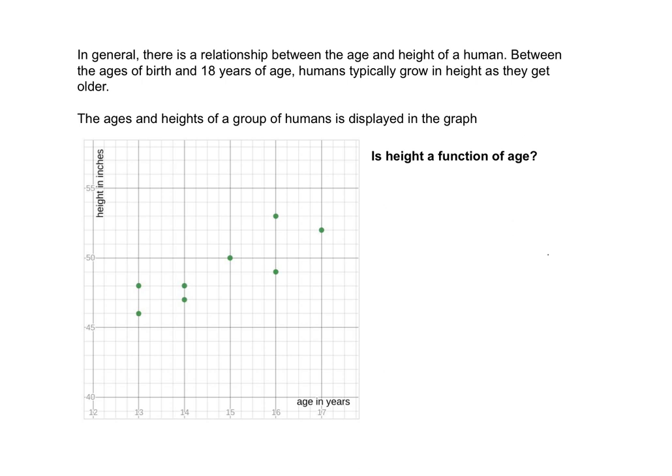All right, let's check out a different kind of example. So in general, there's a relationship between the age and height of a human. Between the ages of birth and 18 years old, humans typically grow in height as they get older. So what we have in this graph is the ages and heights of a group of humans. And we are being asked, is height a function of age? In other words, is a person's height dependent on their age? Could we use age as a predictor of height? Could we use height as a predictor of age?